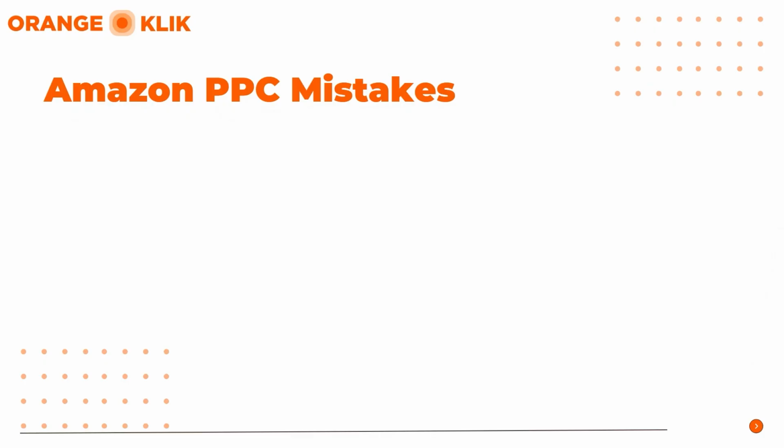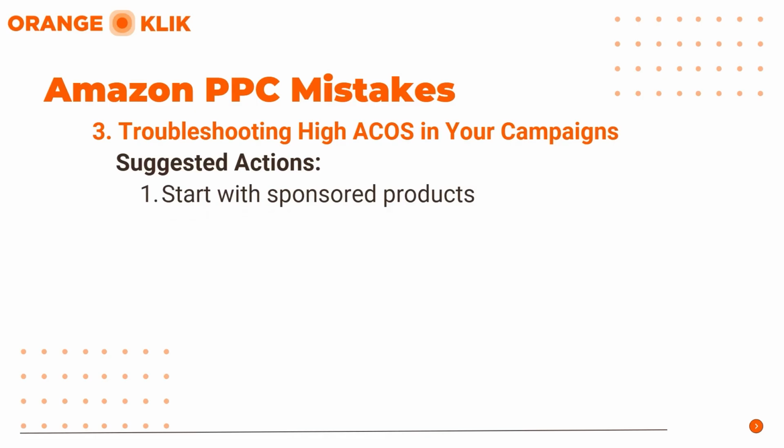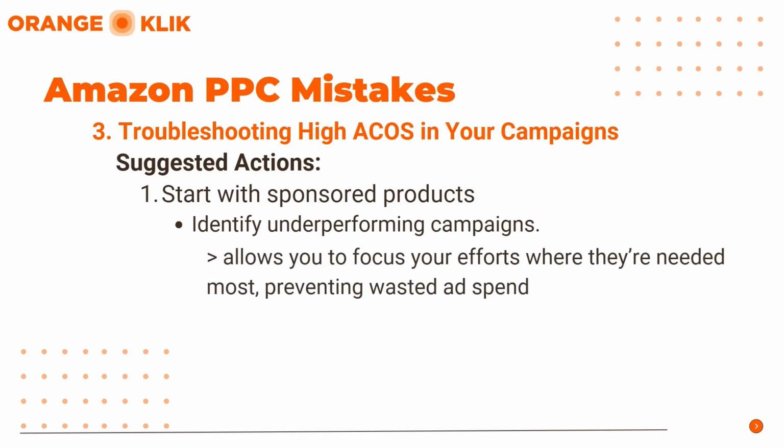The third and the final PPC mistake that we're going to talk about today is troubleshooting high ACOS in your campaigns. If your campaigns are showing high ACOS, don't worry. Here's a step-by-step guide to help you identify the causes and apply strategies to lower it. First, start with sponsored products. Identify underperforming campaigns. Pinpointing these campaigns allows you to focus your efforts where they're needed most.